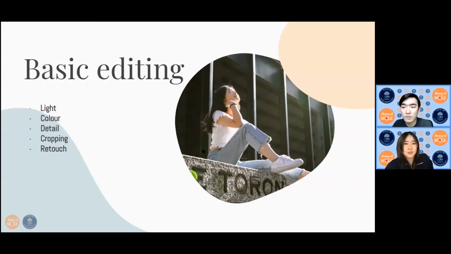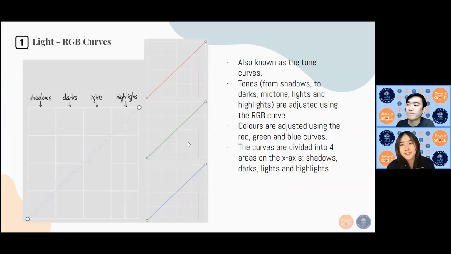In terms of basic editing, we're going to cover light, color, details, cropping, and retouching. First, lighting. Could you switch to the next slide? RGB curves are one of the most important parts when it comes to adjusting lighting in your photos. As you can see, there are four curves: the light curve, the red curve, the green, and the blue curves. A diagonal line between the bottom left corner and the top right corner is the line that you adjust to alter the tone of your picture.